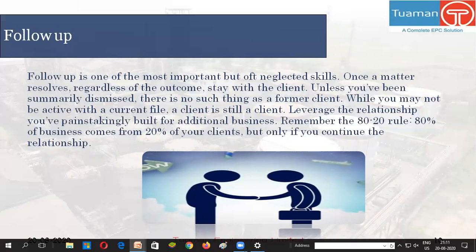Leverage the relationship you have painstakingly built for additional business. Remember the 80 to 20 rule. 80% of business comes from 20% of your clients, but only if you continue the relationship.